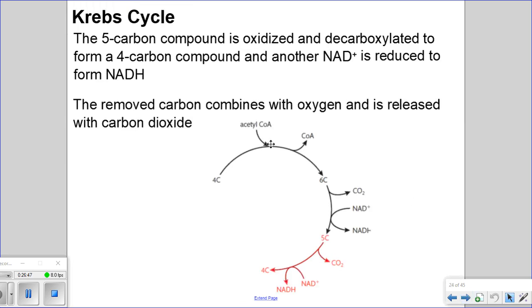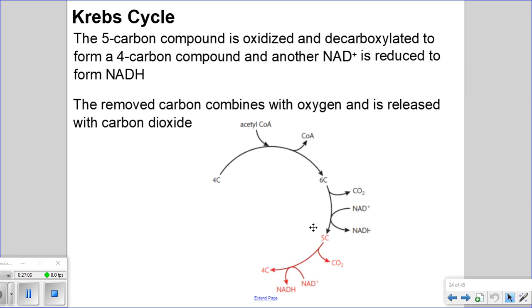The 5-carbon compound is then oxidized and decarboxylated to form a 4-carbon compound, and another NAD plus is reduced to form NADH. The removed carbon combines with oxygen and is released as carbon dioxide.